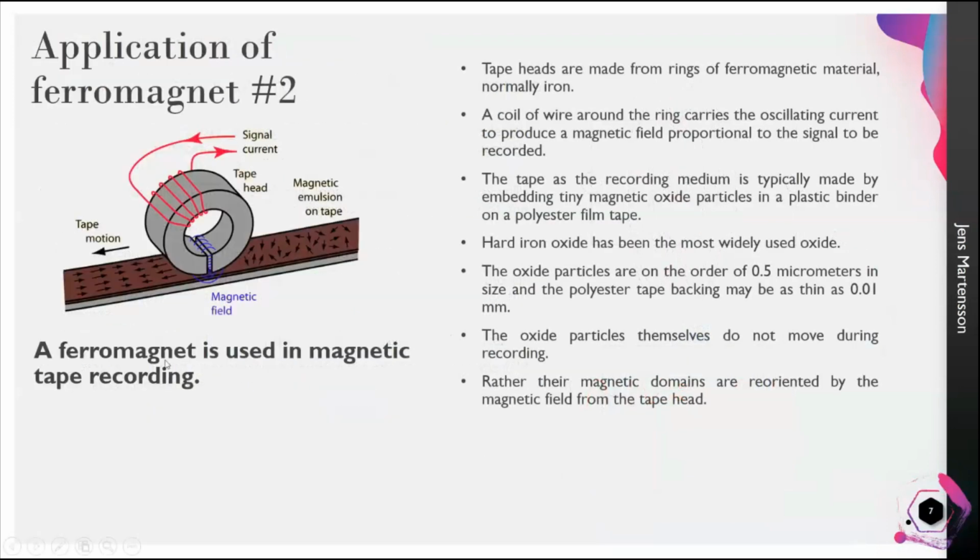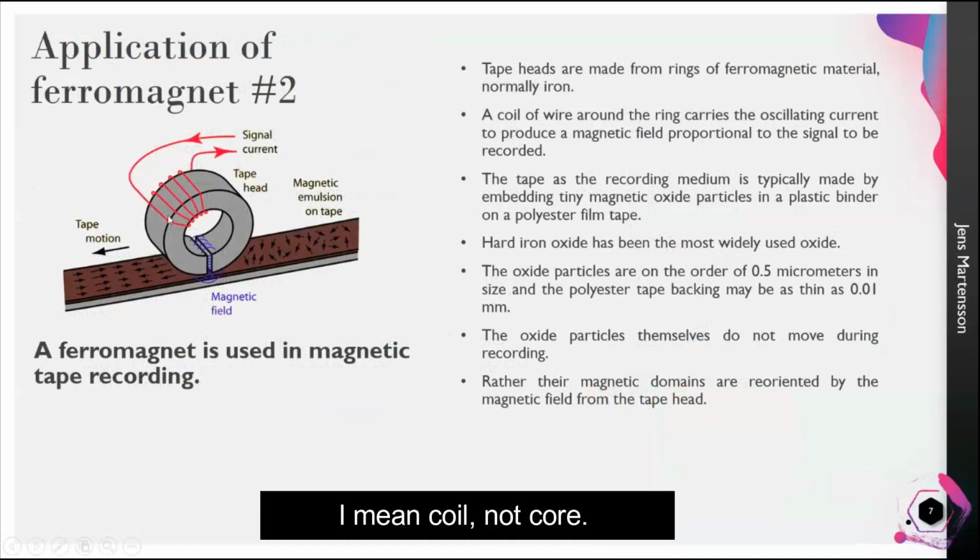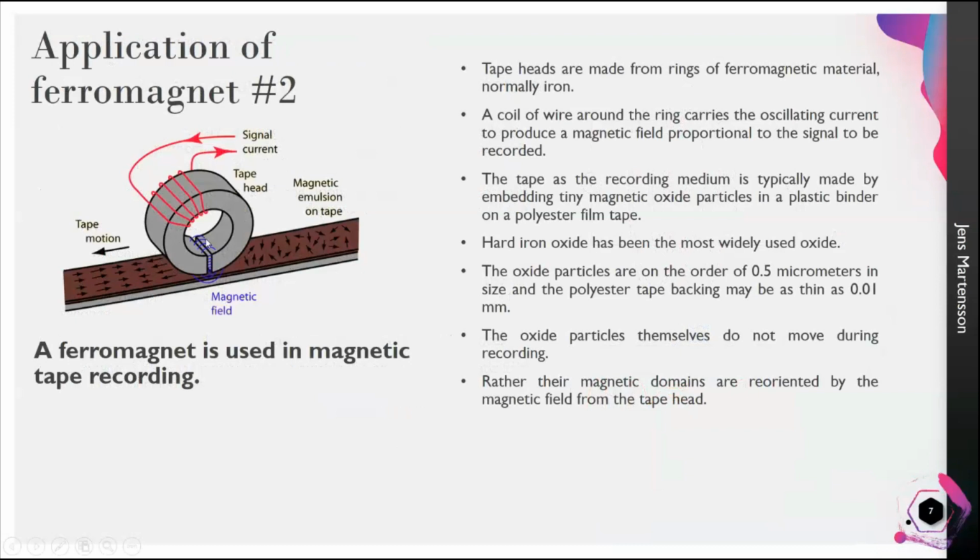The second application of ferromagnets is magnetic tape recording. So this is the tape head, this is the tape, and this is the core. A tape head is normally made of ferromagnetic material, which is iron, and a coil of wire around the ring carries the oscillating current to produce the magnetic field proportional to the signal to be recorded. This is the magnetic field produced. And the tape, as the recording medium, is typically made up of iron oxide particles.